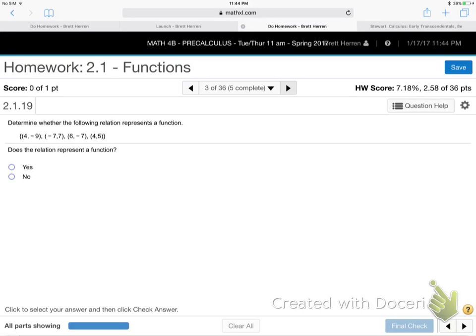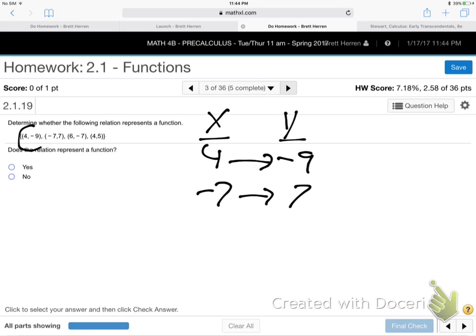Okay, let's move on to number 3. We're going to see another one that is asking us whether something is a function or not. Notice it's just listing some points there. So those are x and y values. So I think the easiest way to do this would just be to say, what are all the x values? What are all the y values? So there's 4 is an x value going to -9, a y value. -7 is an x going to 7. And then 6 is an x value going to -7, a y value.